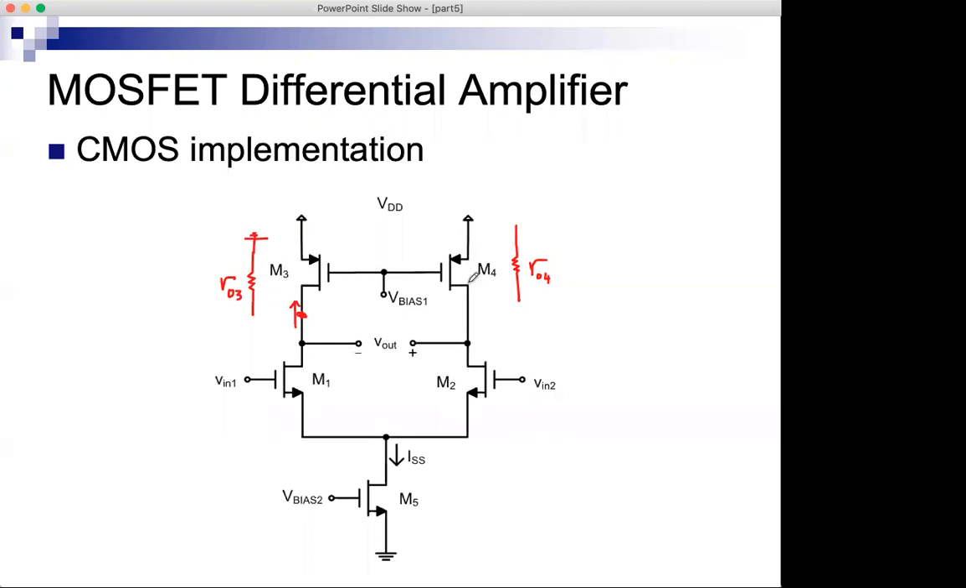Now, if these two are matched, and they should be, the value of RO3 and the value of RO4 should be equal because they are matched and they are biased at the same current. And RO3 and RO4 are equal and they replace the RD of last time. This MOSFET is acting as really a resistor, or its presence is felt as if it's a resistor. And this MOSFET, we said, its presence is felt as if it's a current source, ISS, and it's mirroring something.